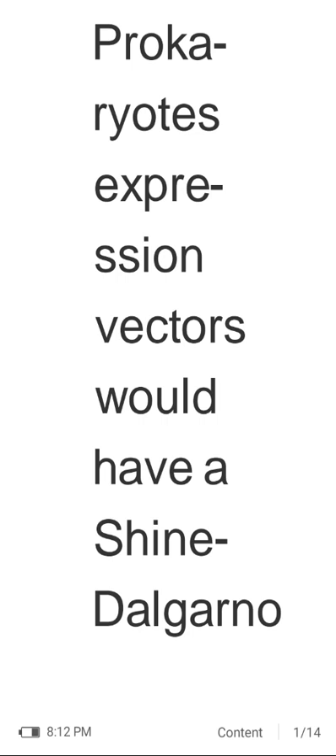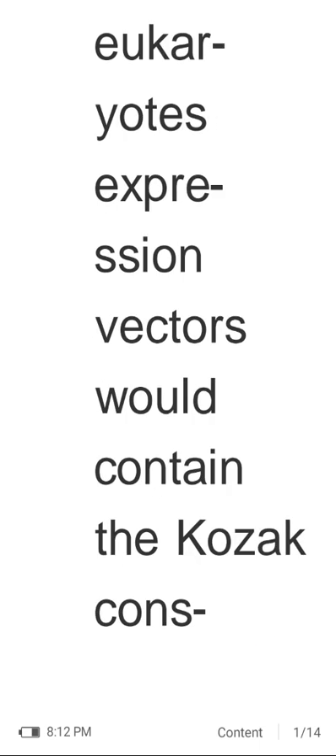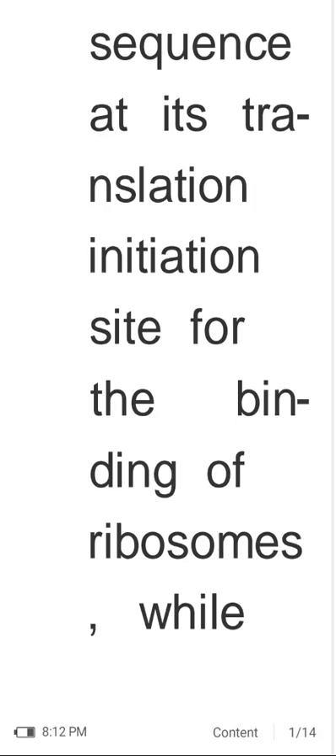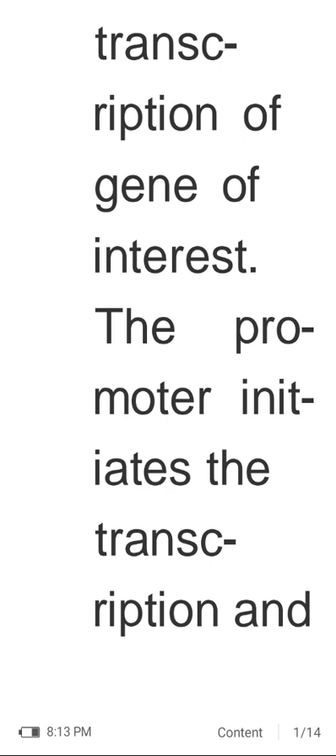So prokaryotic expression vectors would have a Shine-Dalgarno sequence at the translation initiation site for the binding of ribosomes, while eukaryotic expression vectors would contain the Kozak sequence. And promoter is a sequence which is recognized by the sigma subunit of RNA polymerase, which is required for initiation of transcription of the gene of interest.